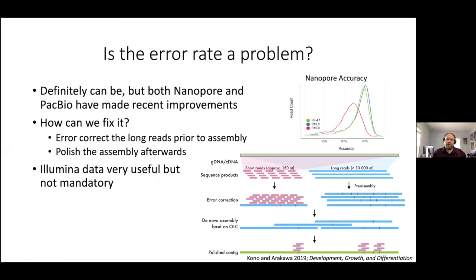The Illumina data for these methods are very useful, but there are other options for error correction without Illumina data if you don't have access to that.